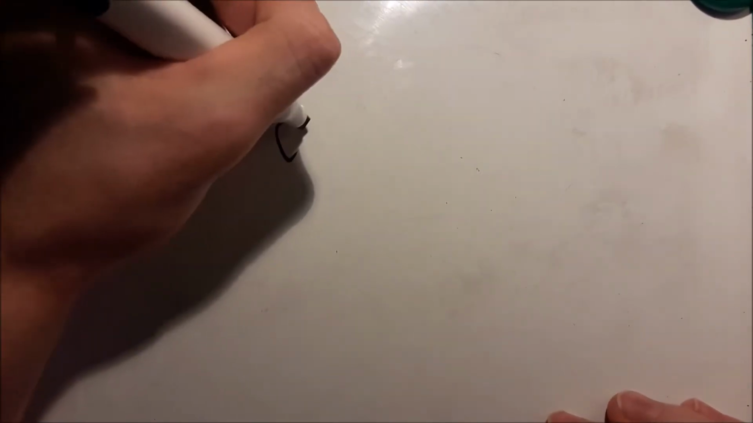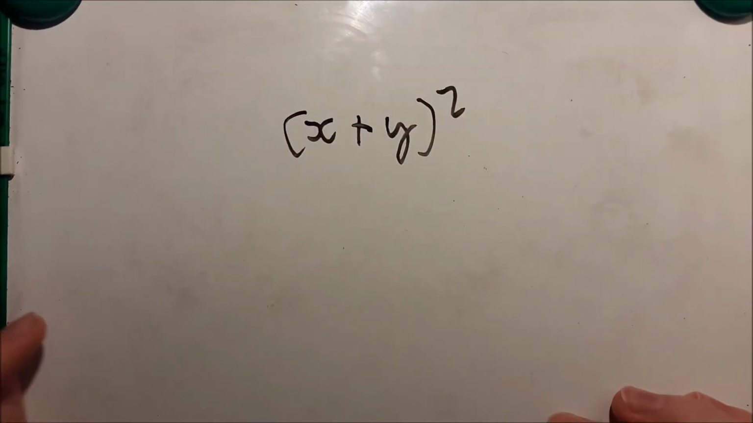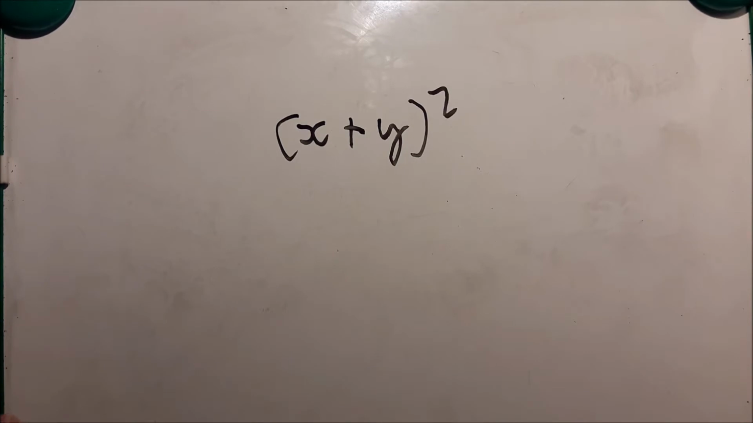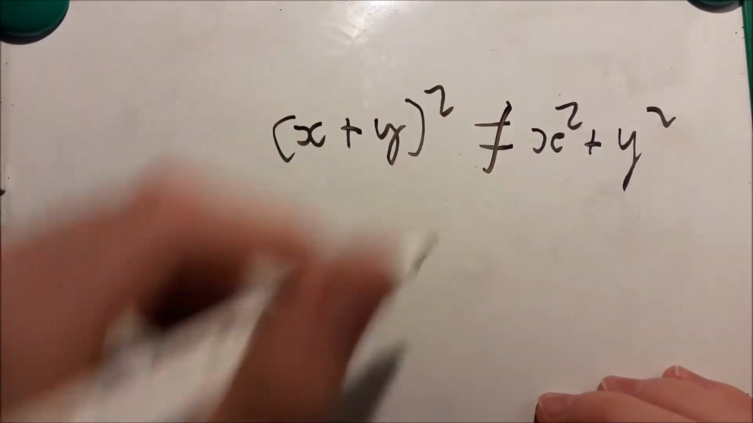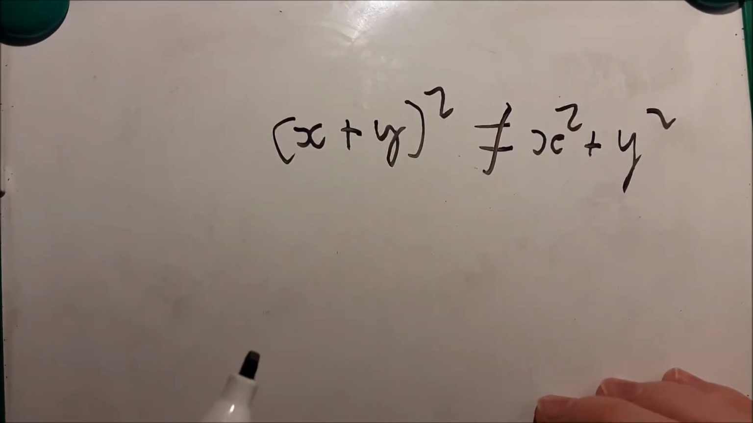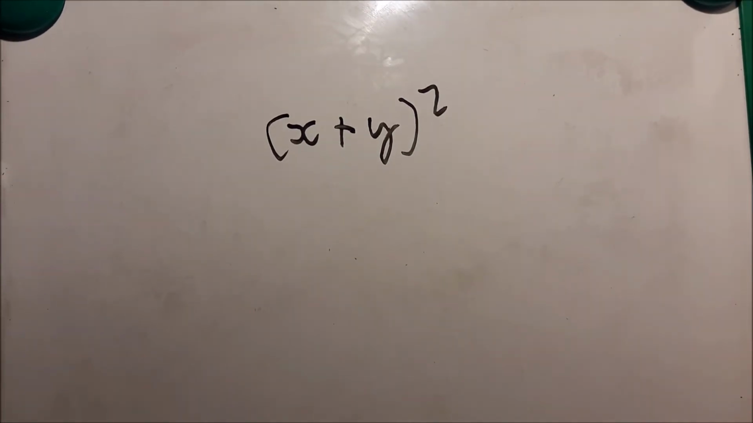Now we're going to go to x plus y in brackets, squared. Now this one is a bit complicated. Some people say x plus y squared is x squared plus y squared, but actually that's not right. So it's not equal to x squared plus y squared. Now that we know what it's not equal to, let us calculate it. You can pause the video and do it yourself, or you can watch me do it.